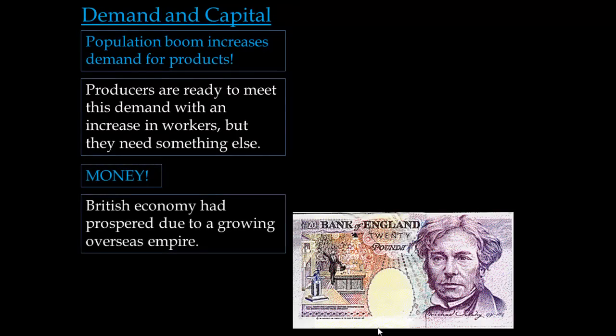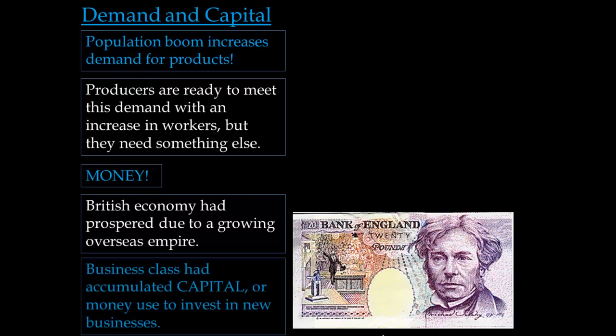The British economy had become very prosperous. People had made a lot of money due to a growing overseas empire. And this really started with the slave trade back in the 1600s. But what had happened is that the business class, the business owners of British society, had accumulated what we call capital. And capital is money that they're going to use to invest in new businesses. So they had built up their savings, and they're going to use the savings to invest in new businesses, whether it's them starting the business directly or making loans to people to start businesses.